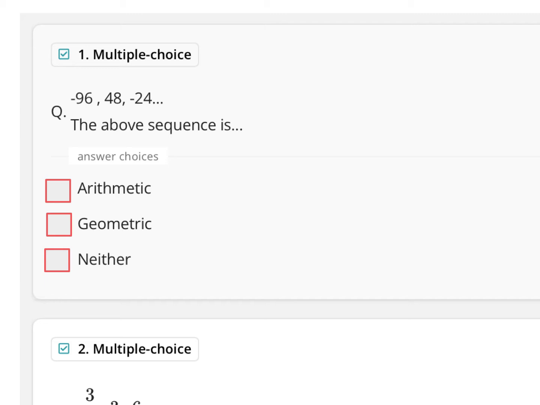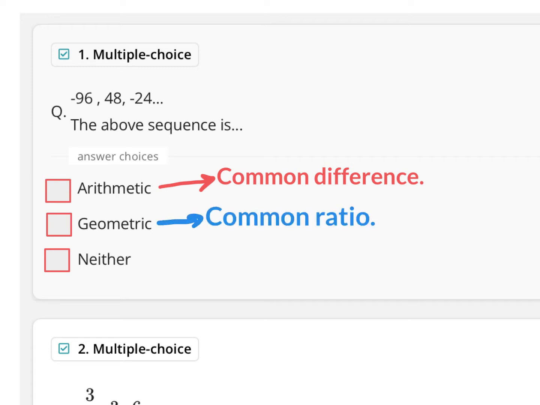Well, there's a couple of things that we need to know in order to answer this. Arithmetic sequences, we all know that sequences are just a list of numbers, but arithmetic sequences have a common difference. And geometric sequences have a common ratio. Again, arithmetic, common difference, and we always use the variable d, and geometric is common ratio, and we always use the variable r to represent that common ratio.